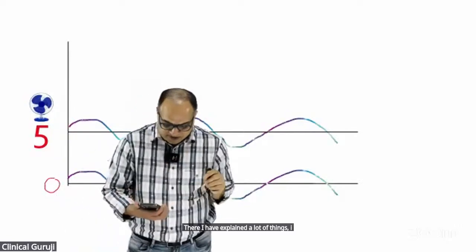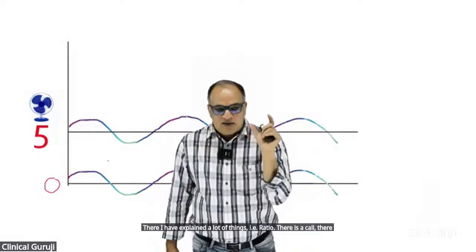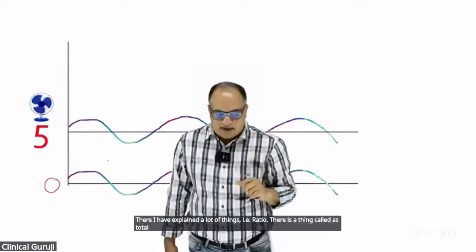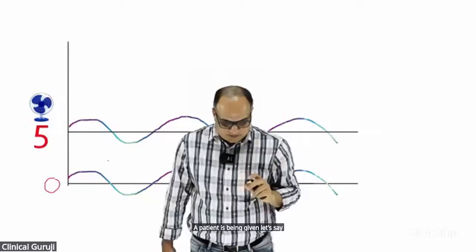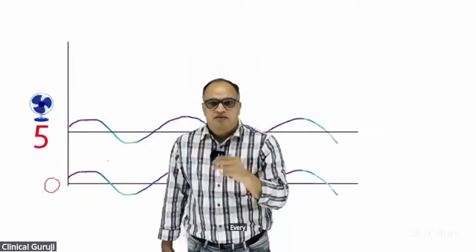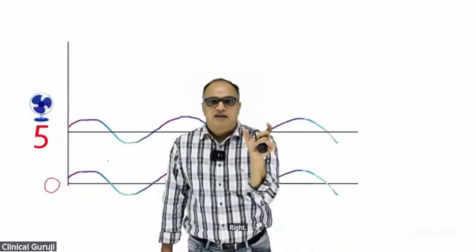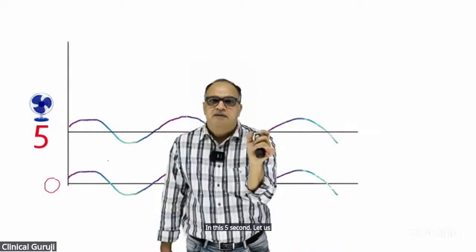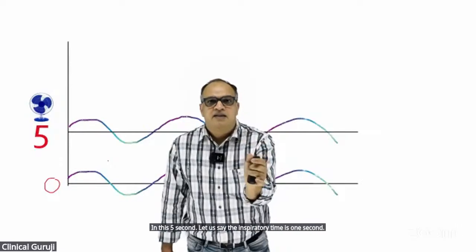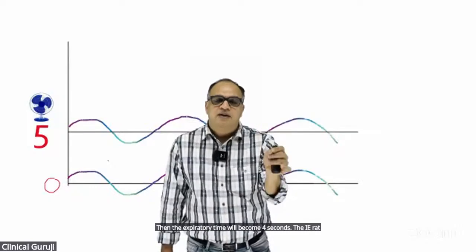IE ratio, let me try in 2 minutes. There is a thing called total cycle time, TCT. A patient is being given, let's say, 12 breaths a minute. 12 breaths means 5 seconds is the total cycle time. Every 5 seconds, 1 breath. 12 fives are 60. Right? In this 5 seconds, let's say the inspiratory time is 1 second. Then the expiratory time will become 4 seconds. The IE ratio will become 1:4.